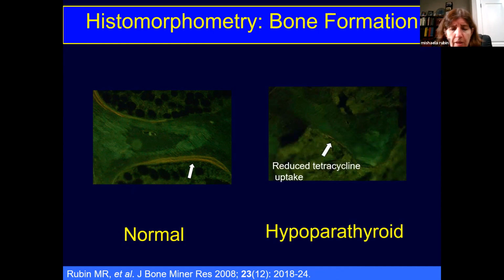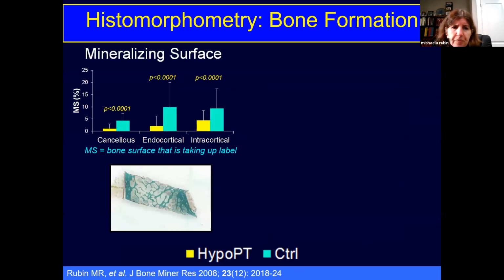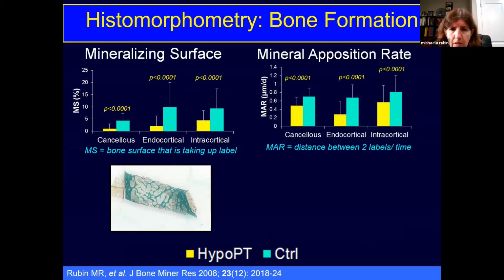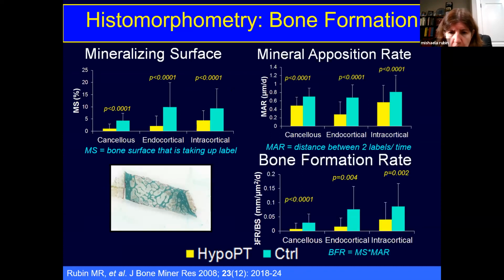And we found in the hypoparathyroid patients that this label from the antibiotic was hardly being taken up. And this is consistent with the bone turnover state being very low, or in other words, a situation of low bone remodeling. And we were able to quantify this again, showing that the surface that was building up new mineral was low in the hypoparathyroid patients, as seen here in the yellow. The rate that it was building up was low, and the new bone that was forming was low. So altogether showing a profoundly suppressed state of bone turnover.